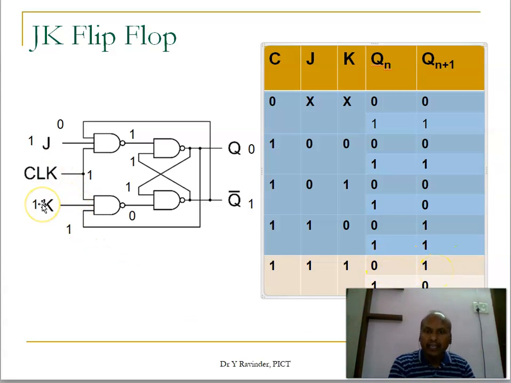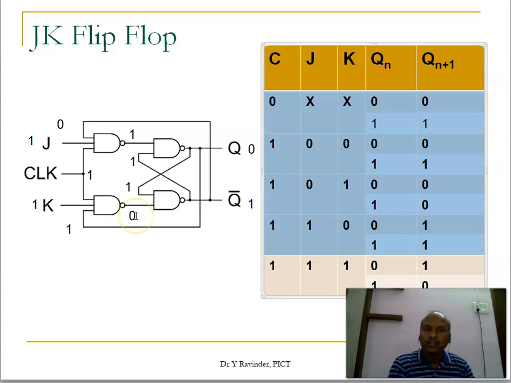J is 1, K is 1, this is 1, this is 0, this is 1. So this 1 goes here, 1, 1, 1. This is 0. As soon as this is 0, this will become 1. When this is 1, this becomes 0. Now if it is 1 and this is 0, this 0 will go here, this is 1, sorry, this 1 goes here, this becomes 0, this 0 goes here, this becomes 1.